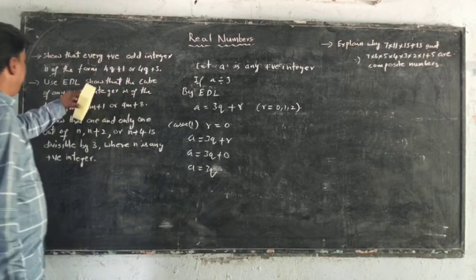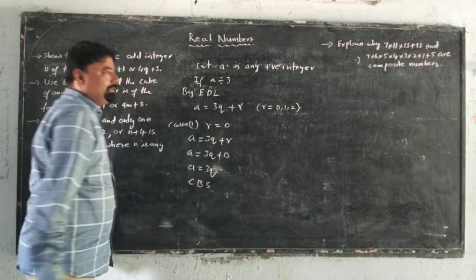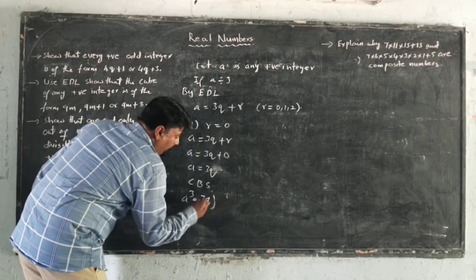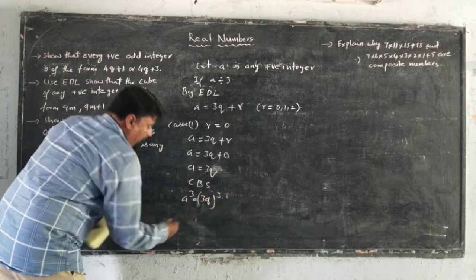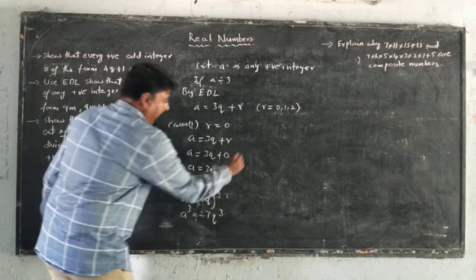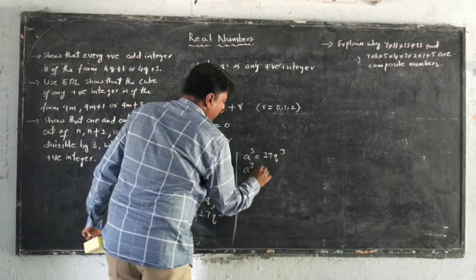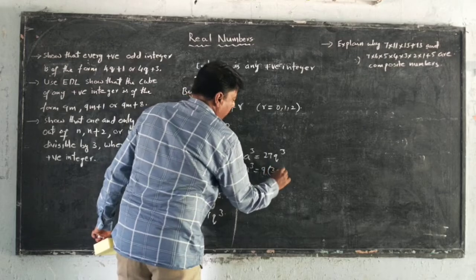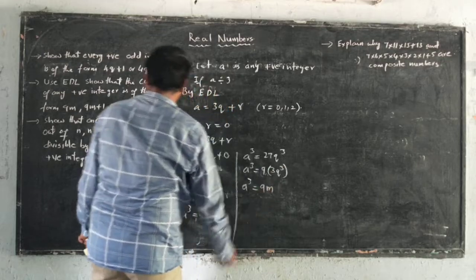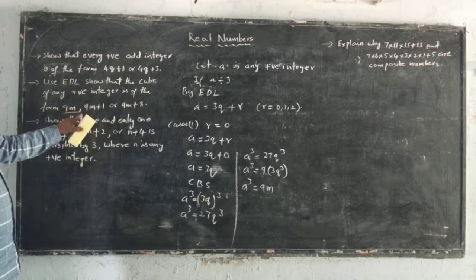But here what is said? The cube of any positive integer. So cubing on both sides, you will get a cube is equal to 3q whole cube. So a cube is equal to what? 3 cube is 27, that is 27 q cube. Then a cube is equal to, if I make 9 common, 9 into 3q cube. So a cube is in the form of 9 into something, that is 9m.